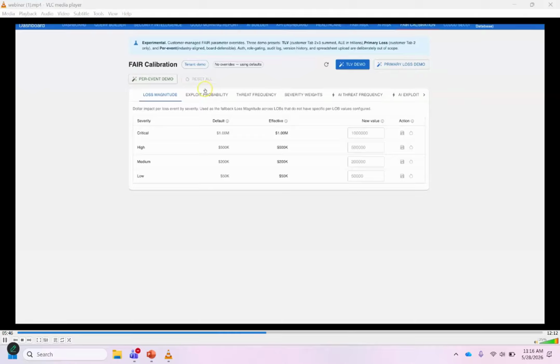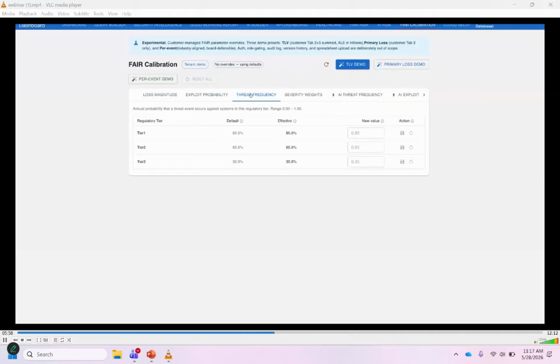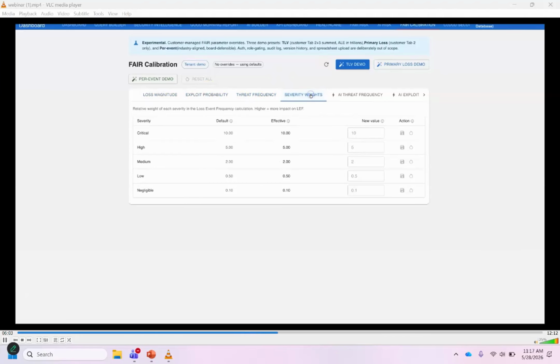Next, you will see 6 tabs. Loss magnitude is monetary values per severity tier. Exploit probability is how likely an attacker is to weaponize a vulnerability at each severity. Threat frequency is how often that severity of attack lands in a year per workload. Severity weights are the multipliers we apply when blending classes of vulnerability. The last 2 tabs, AI threat frequency and AI exploit probability, are the same shape, but for the new era profile. We will come back to those when we look at the AI.